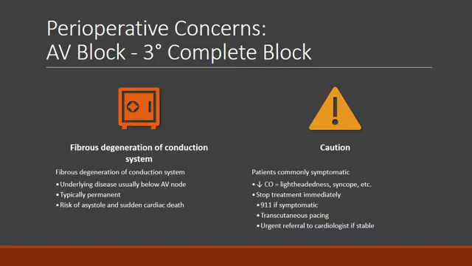So with third-degree heart block, once again, this reflects fibrous degeneration of the conduction system, very similar to second-degree Mobitz type 2. It's typically permanent. They have a severe risk for asystole and sudden cardiac death. Patients often report symptoms like lightheadedness and syncope, all reflective of the decrease in cardiac output.